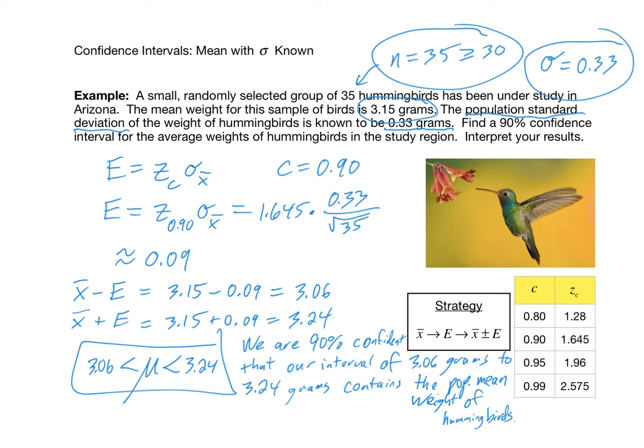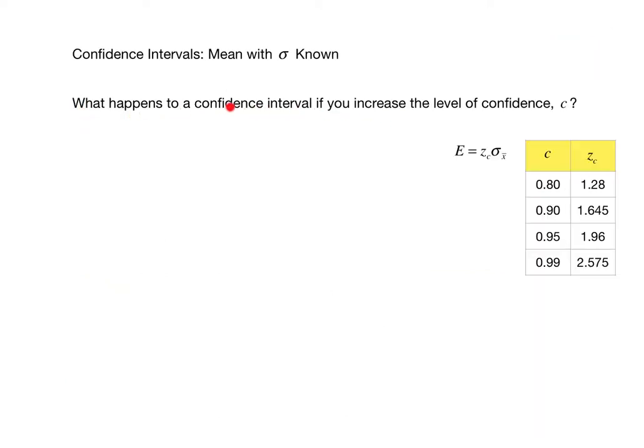Now that we've completed this example, let's look at another conceptually important question. What happens to a confidence interval if you increase the level of confidence C? This is a very important question for fairly obvious reasons. For example, if you were to have surgery, would you rather your surgeon say that there's a 99% chance of success or a 50% chance of success? Clearly, 99% chance is much stronger. You'd feel much more confident about having the surgery done.